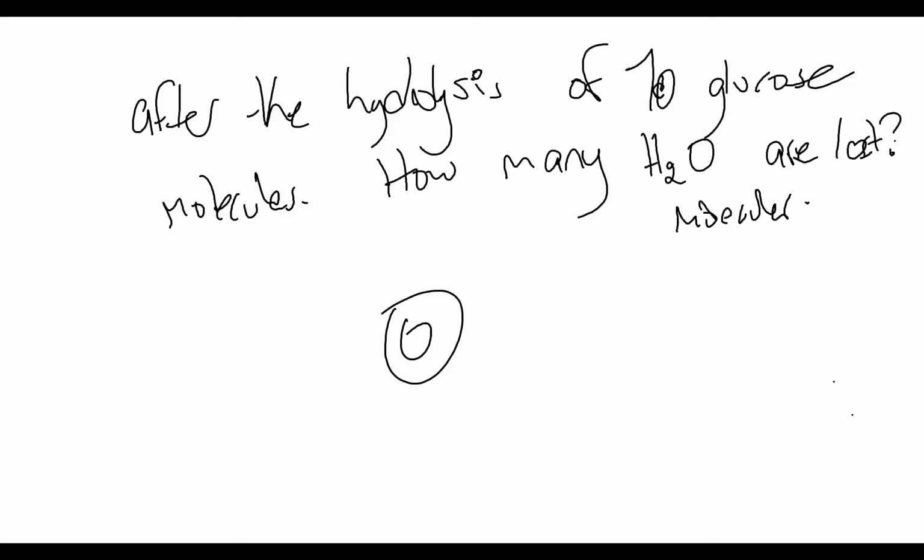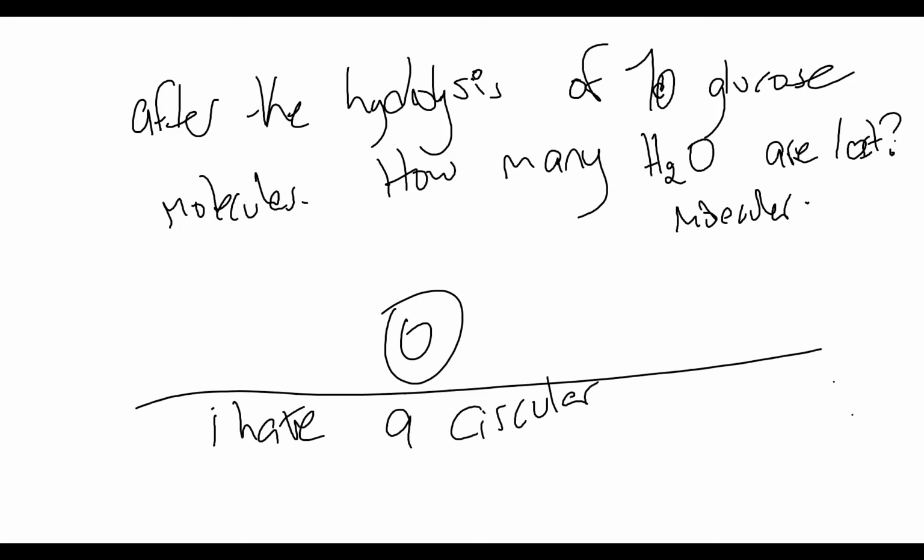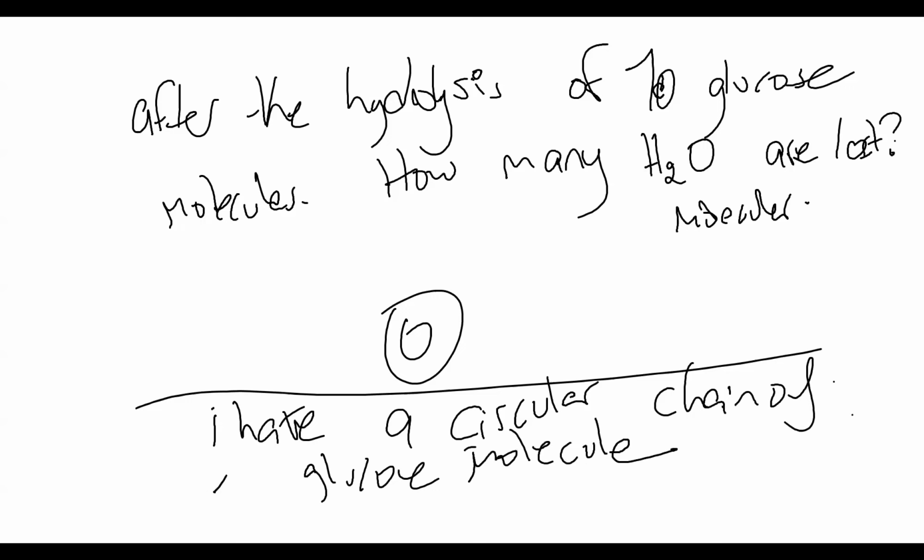100%. You can still use a minus one. Why? Because the glucose molecules here are not circular. If it was circular, let's say that he told you this question. Look, he said, I have a circular chain of glucose molecules. Okay, of 10 glucose molecules. And now he's asking after the hydrolysis, how many are gained? So what do we do here? Let's try to draw it.